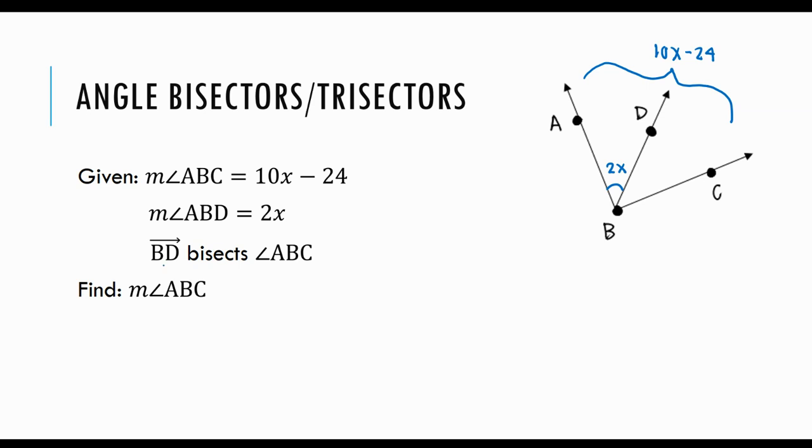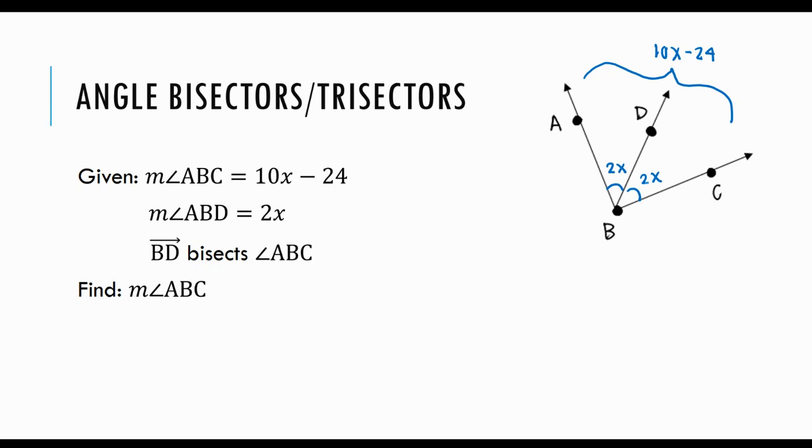I'm told that the ray BD is bisecting the angle ABC. Well, to bisect means to divide it into two equal pieces. If I know that one of those small pieces is represented as 2x, that means that this angle over here is also 2x. So I don't have a specific number value like I did with some of those segments, but this time I have enough information to create an equation so I could start solving for x, which will then eventually allow me to find what I'm looking for.